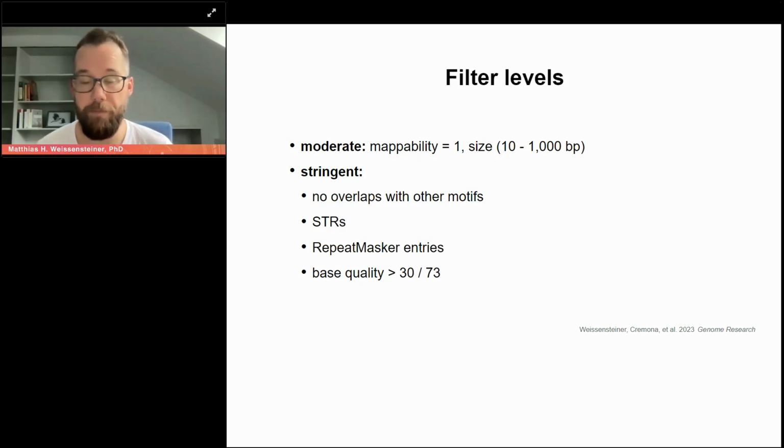So many of these non-B motifs overlap with STRs or simple tandem repeats, so microsatellite repeats, and also RepeatMasker entries. So for example, transposable elements or other known repetitive DNA. So for the stringent filter level, we have excluded all these. Furthermore, we also excluded any motifs with an average base quality of less than 30 or 73, corresponding to Illumina or HiFi base qualities.